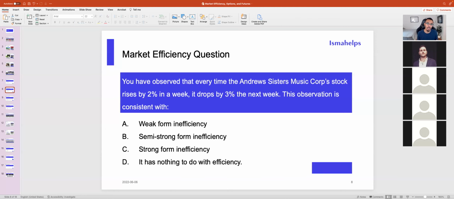Then let's look at the second question. You've observed that every time the Andrews Sister Music Corporation's stock rises by 2% in a week, it drops by 3% the next week. This observation is consistent with which form of market efficiency? Read the question carefully. It's consistent. Which form of market efficiency does this follow?